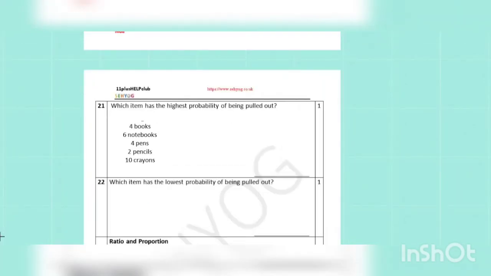In question number 21, which item has the highest probability of being pulled out? So that is the number of items which has the highest in number, that is crayons. And the lowest probability is of the item which is in the lowest number. So there are only 2 pencils, which means pencils has the lowest probability of being pulled out.